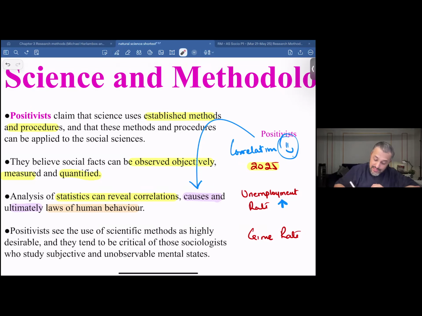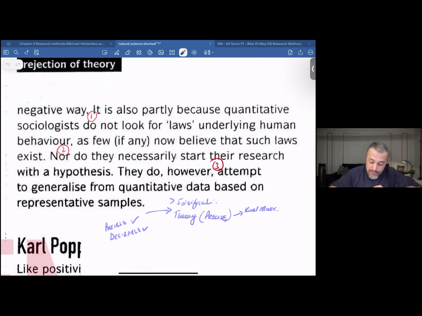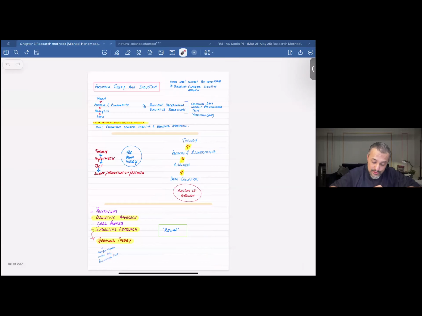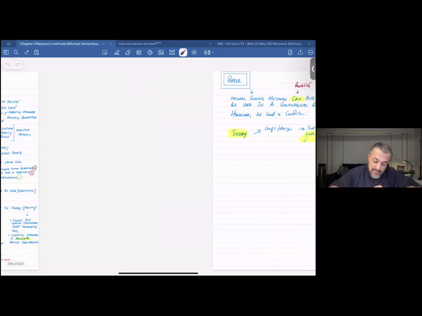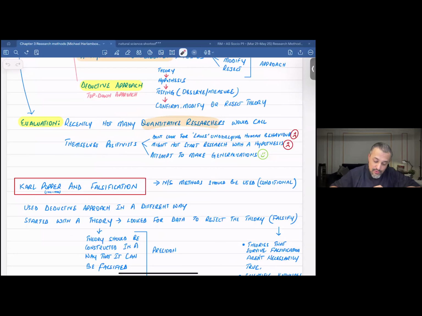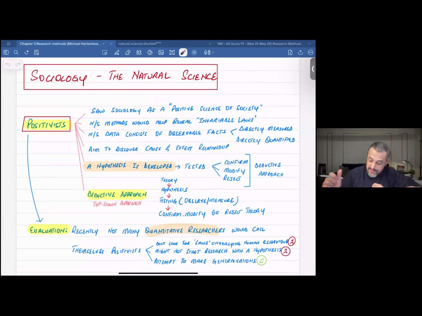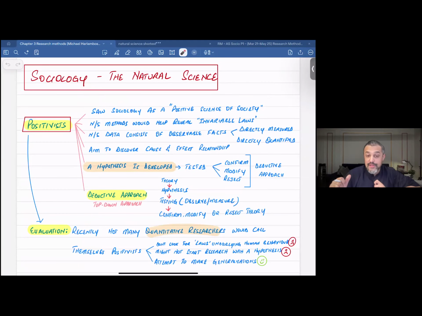Positivists see the use of scientific methods as highly desirable, and they tend to be critical of those sociologists who study subjective and unobservable mental states. So, long story short, positivists support the idea of natural science methods being used in sociological research. One down, let's take this ahead and move on to the second. Meanwhile, if anyone wants to take a screenshot of this, you may quickly take a screenshot and then copy this later in your notebook. This would help you revise better.